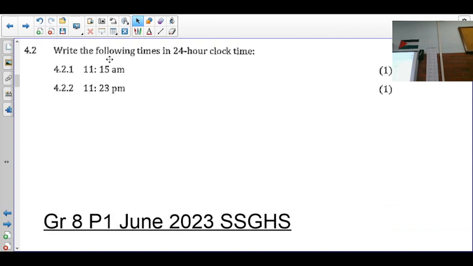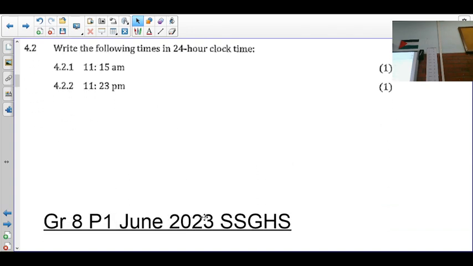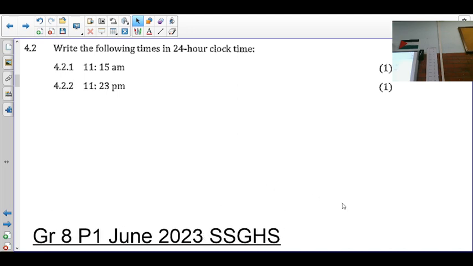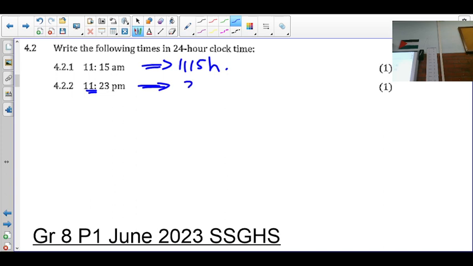Write the following time in 24-hour clock time. So 11:15 a.m. can be written as 11:15 hours, not so? And then 11:23 p.m., that's 23 of course, so we're adding 12, which is in the evening. It's going to be then 23:23 hours. Correct? Right.